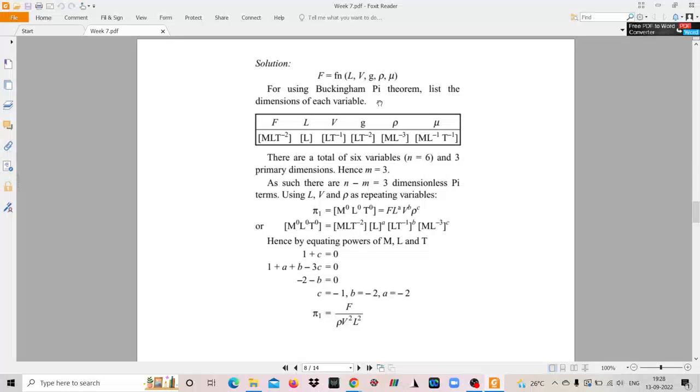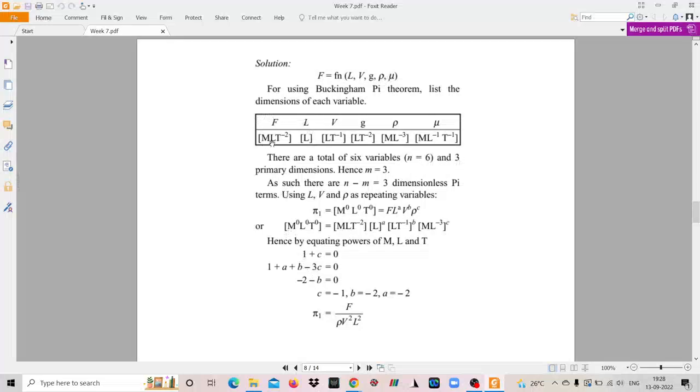So first of all, what is the total number of variables in this problem? Force, length, velocity, acceleration due to gravity, density, mu. So 1, 2, 3, 4, 5, 6. Okay, so in total, 6 variables are there.